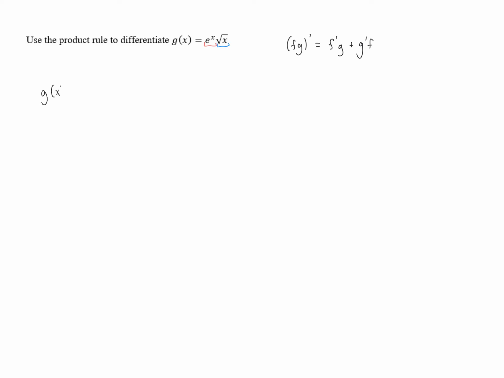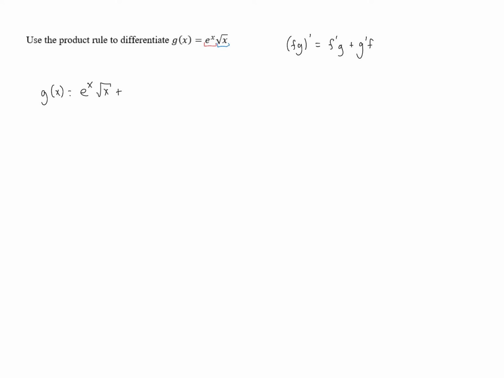So we've got g prime of x equals, we start with the derivative of the first. The derivative of e to the x is just e to the x, not that bad, times the second function, which is root x. So we've got e to the x root x plus the derivative of the second function times the first. Now we need the derivative of the square root of x.